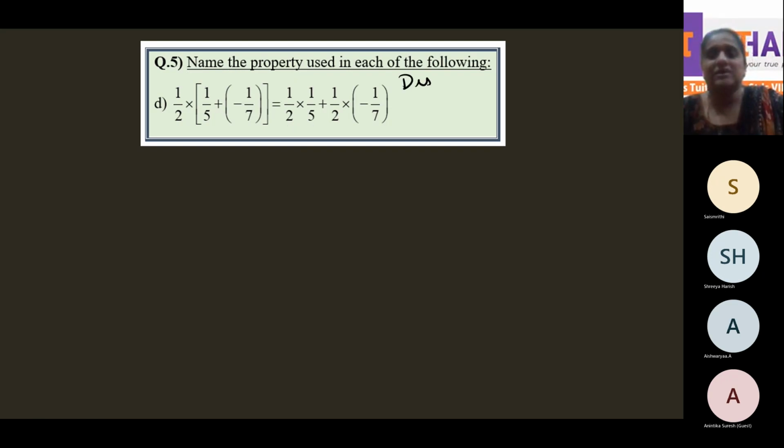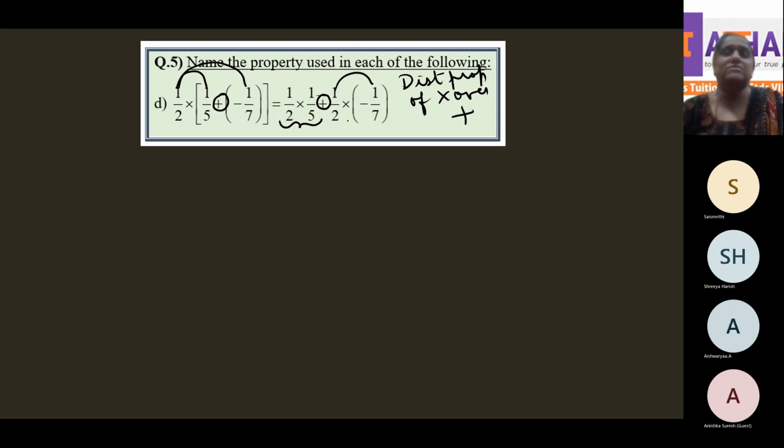Distributive property of multiplication over addition. Half into 1 by 2 into 1 by 5 plus 1 by 2 into minus 1 by 7.